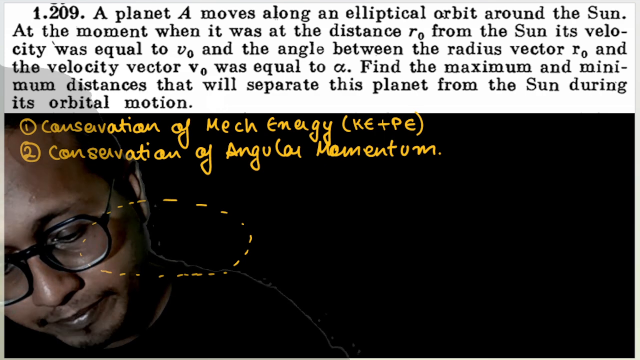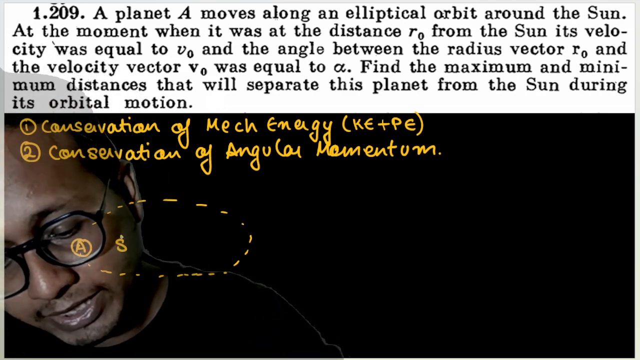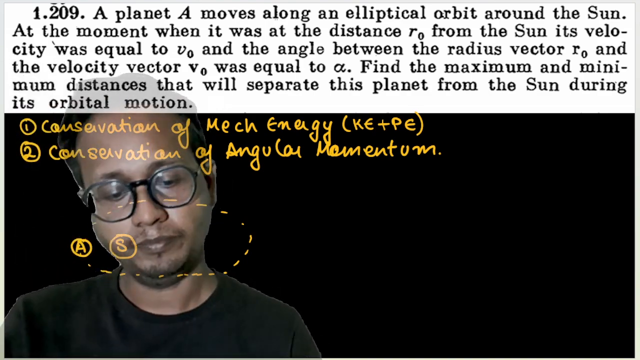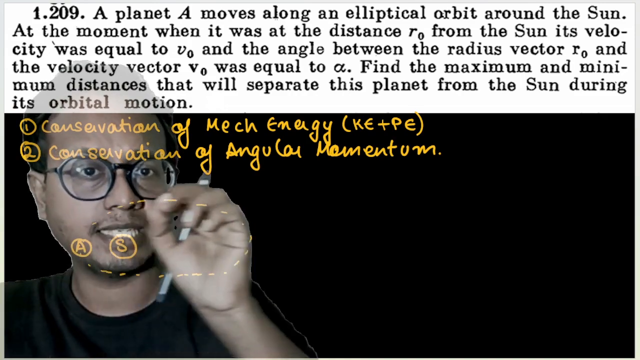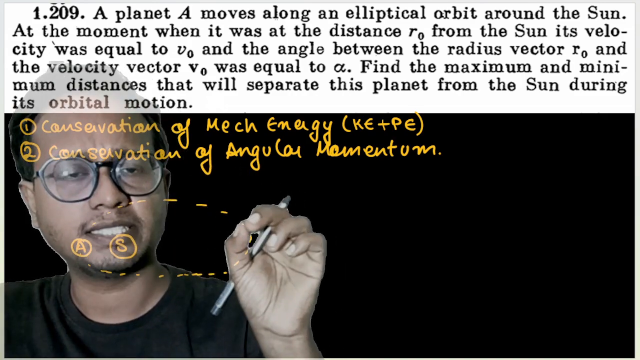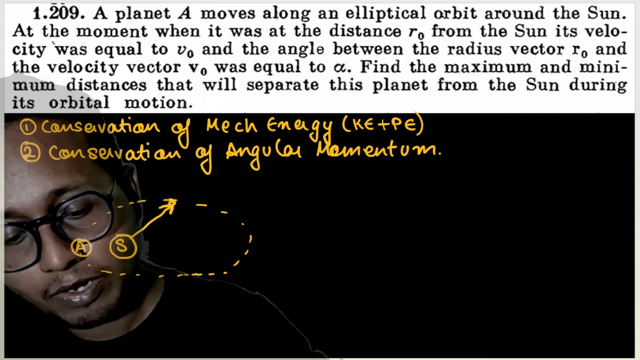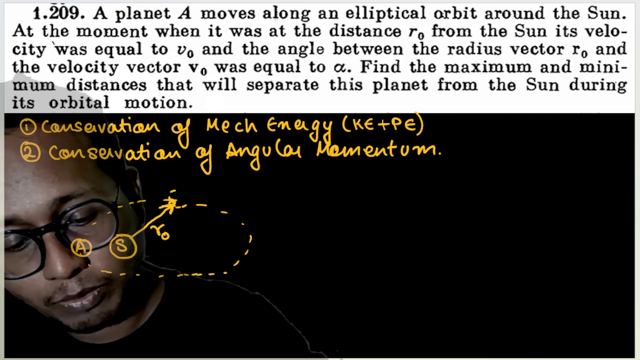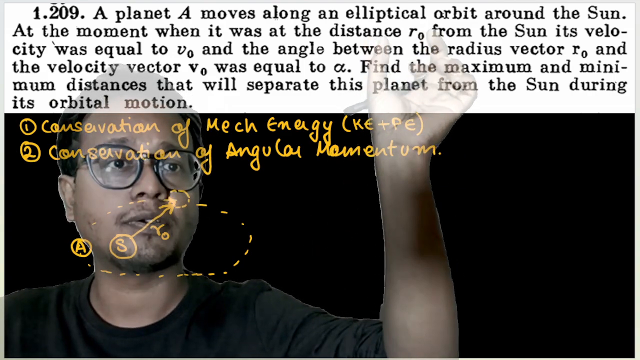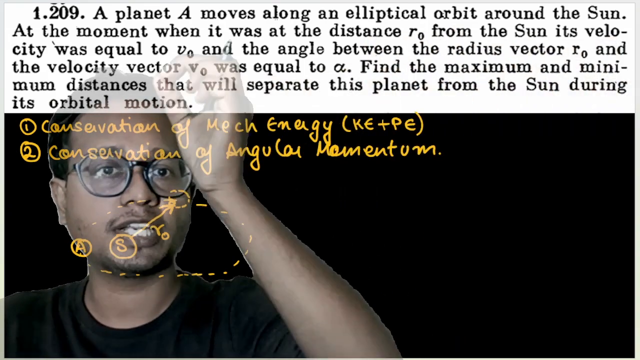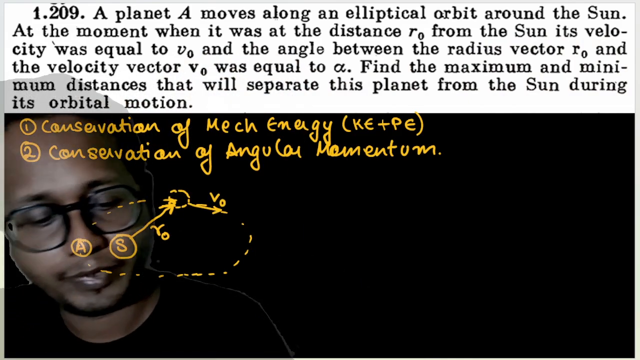Now this is a planet A. It moves around the elliptical orbit, and the main mass of the orbit is the Sun. The Sun is out here. Now at any distance in this elliptical orbit, when the position vector of the planet from the Sun was R0, that means when the planet was out here, its velocity vector was equal to V0. That means the velocity vector of this planet was V0.